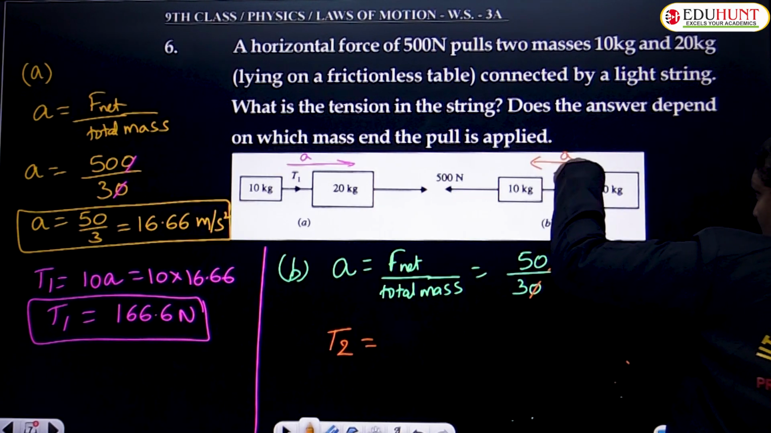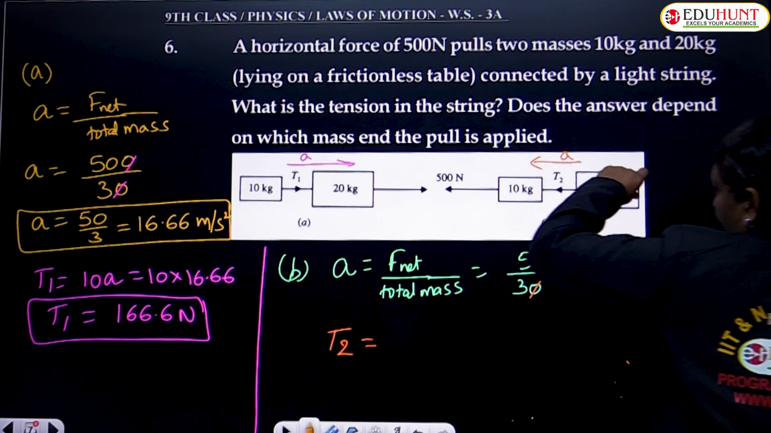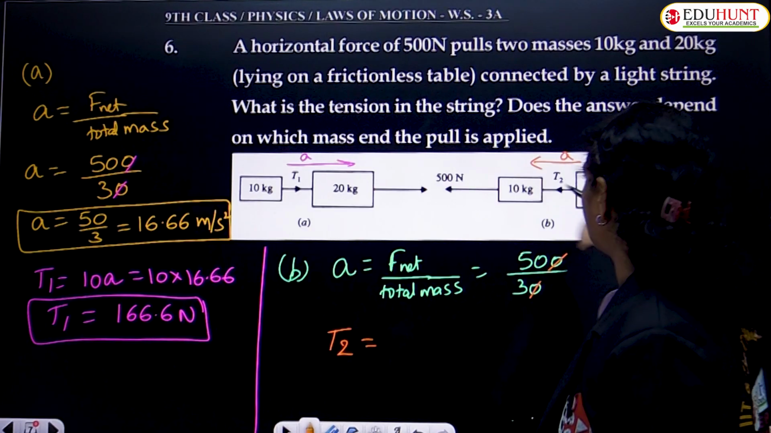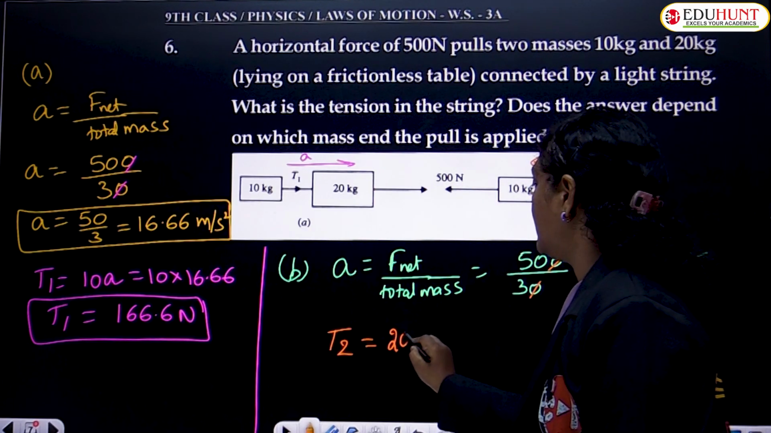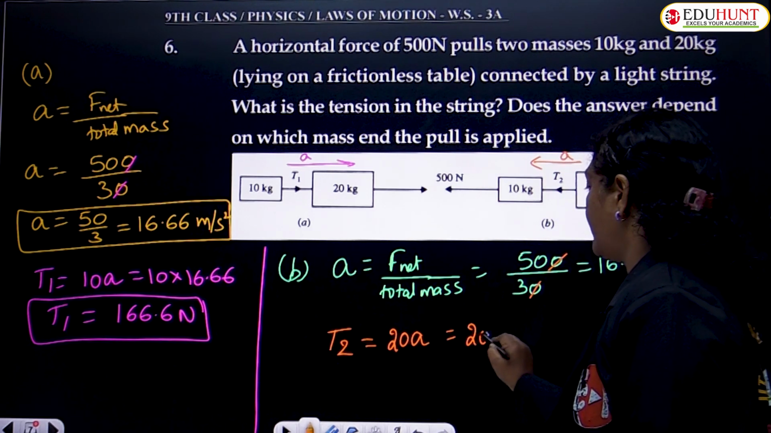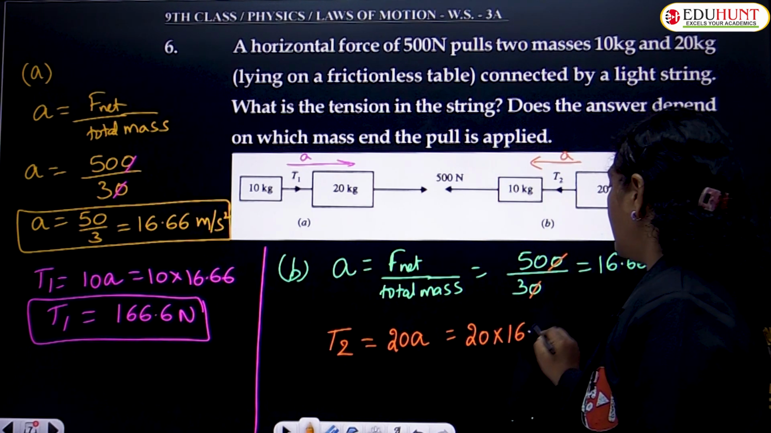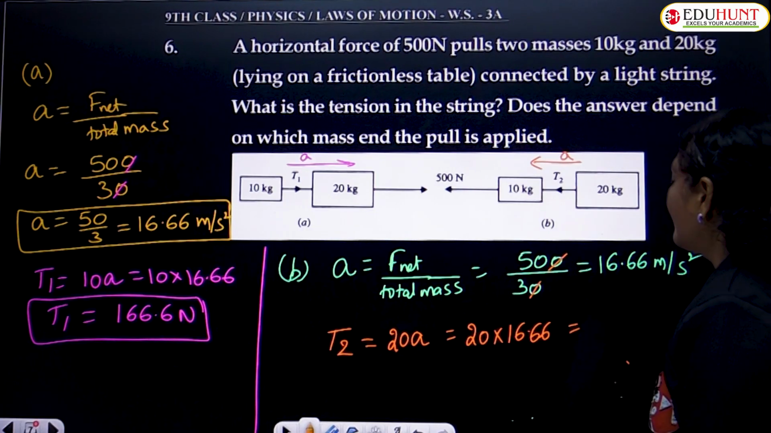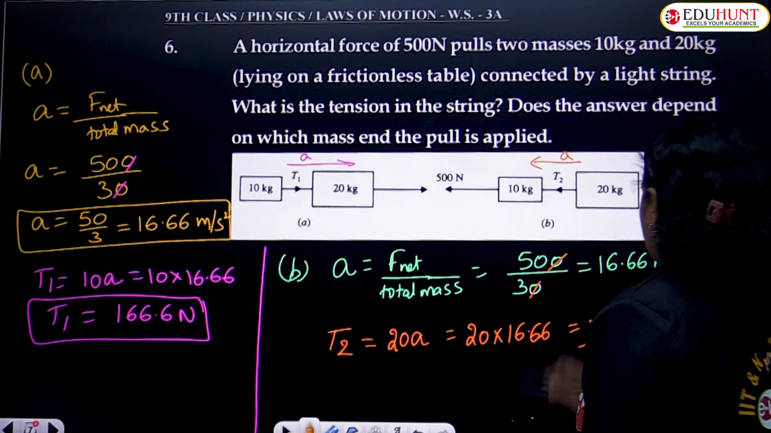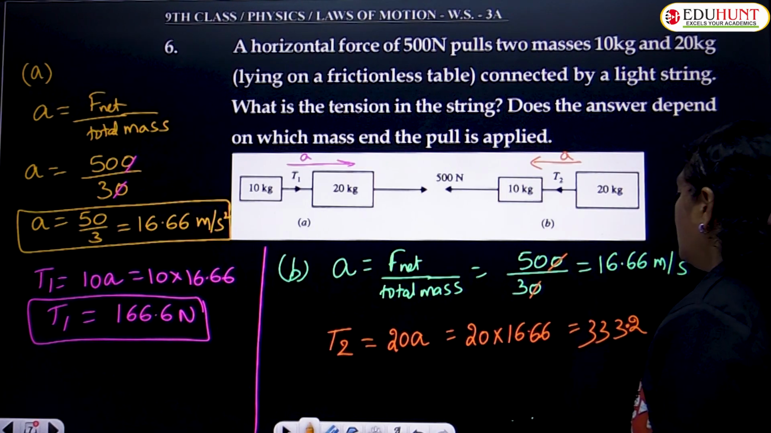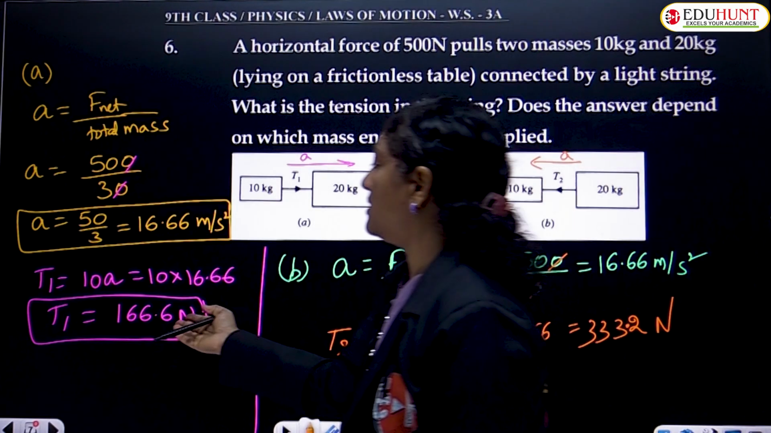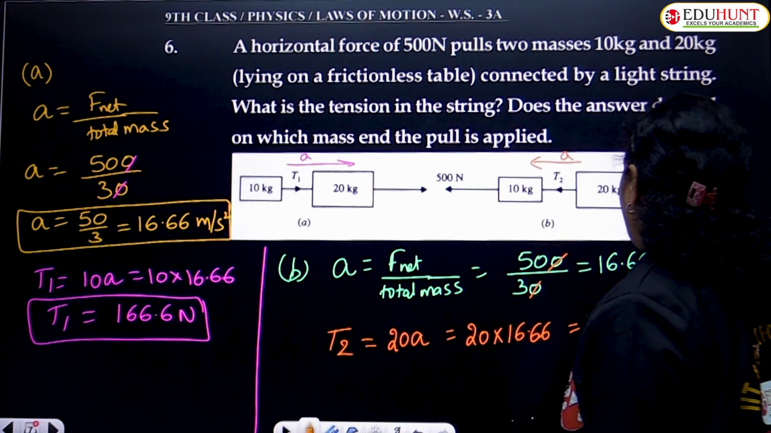This T2, this tension force, is pulling only the 20 kg towards the left side. So T2 must be equal to mass into acceleration. Mass is 20 kg into acceleration, 20A. So 20 times, what is this? 16.66. So this value is found to be something like 333.2 Newtons.